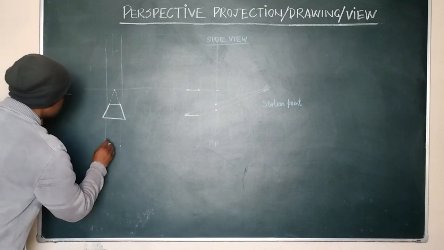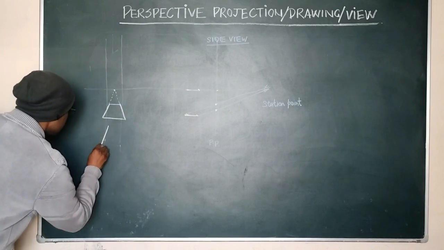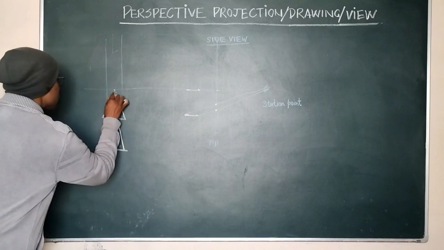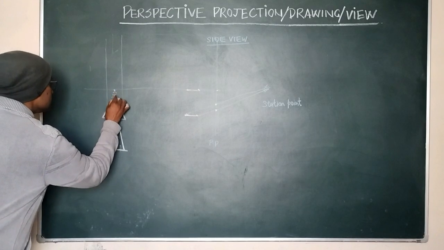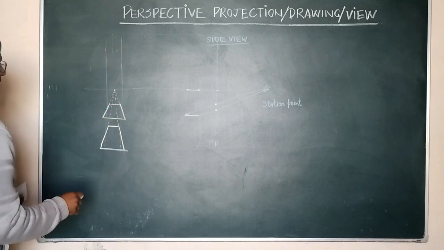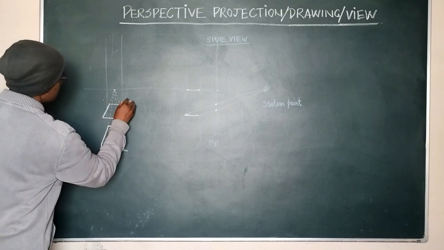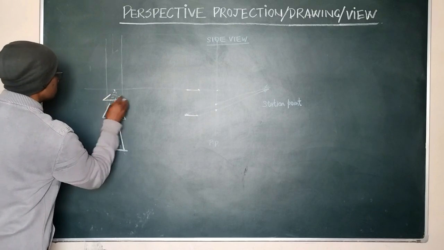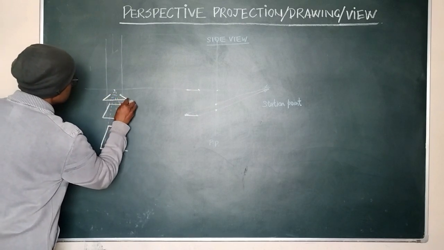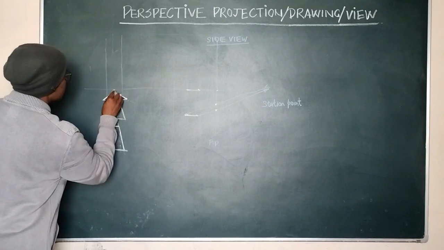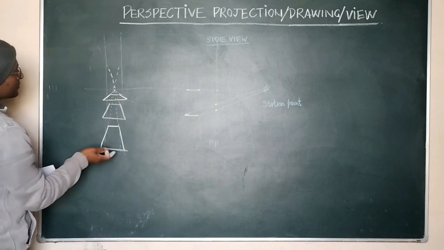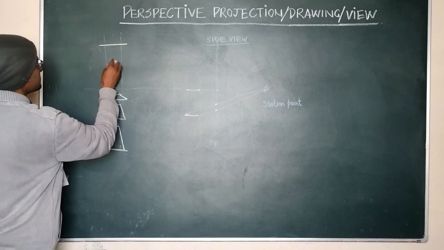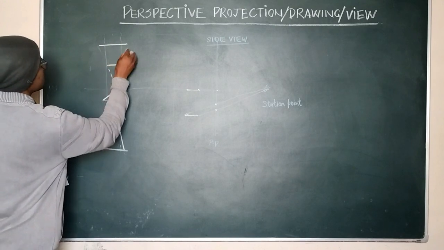If I move further below, again these lines are merging something like this. Or if I move the object near to the horizontal plane, again I will get something like this. Or if I move up, I will get something like this.